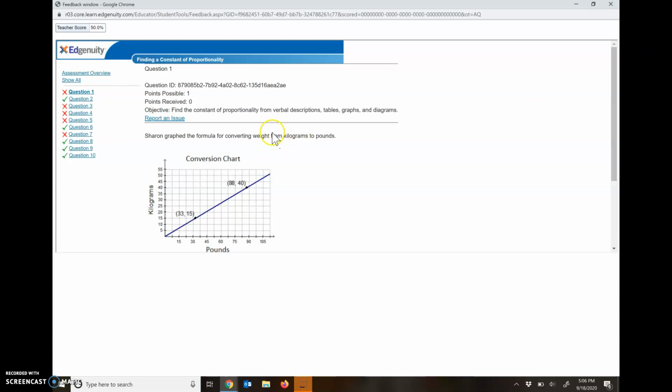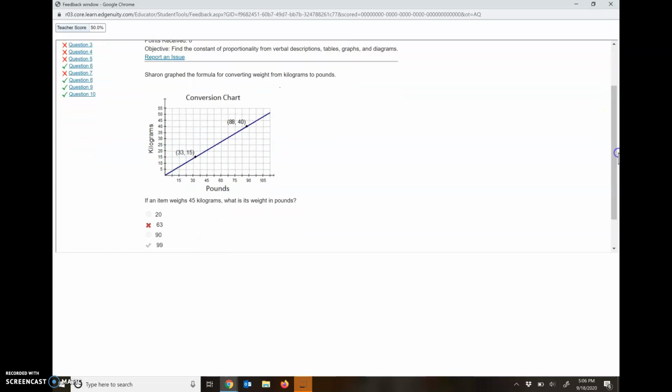So if you look at question 1 here: share and graph the formula for converting weight from kilograms to pounds. Then it asks us, if an item weighed 45 kilograms, what is the weight in pounds? So if we're looking for 45 kilograms, kilograms are on the left side here, pounds are on the bottom. So 45 kilograms is going to be right here.